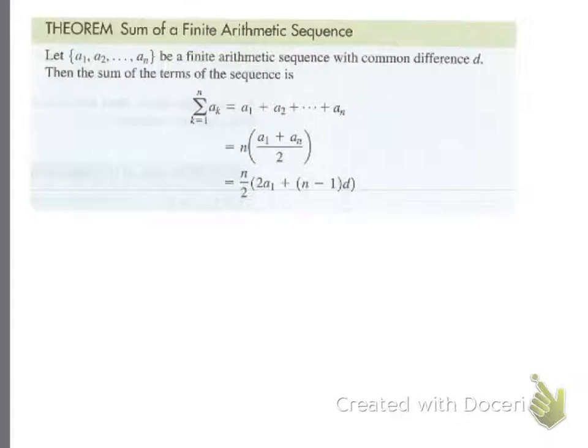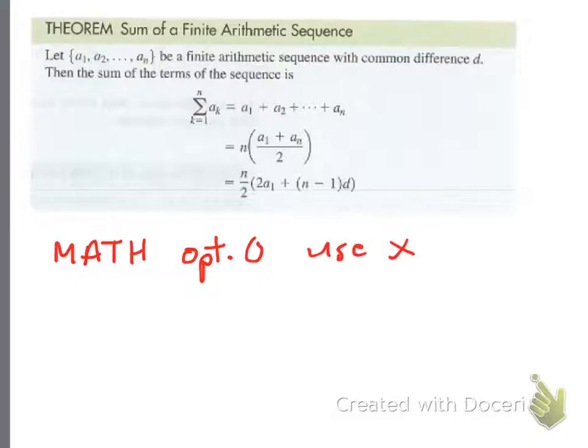What you're going to want to do is hit your math button. Now you're going to choose option 0. And then use x instead of n. For some reason, I can't figure out how to use n with the calculator, but x works. So you'll be able to plug everything in that way.